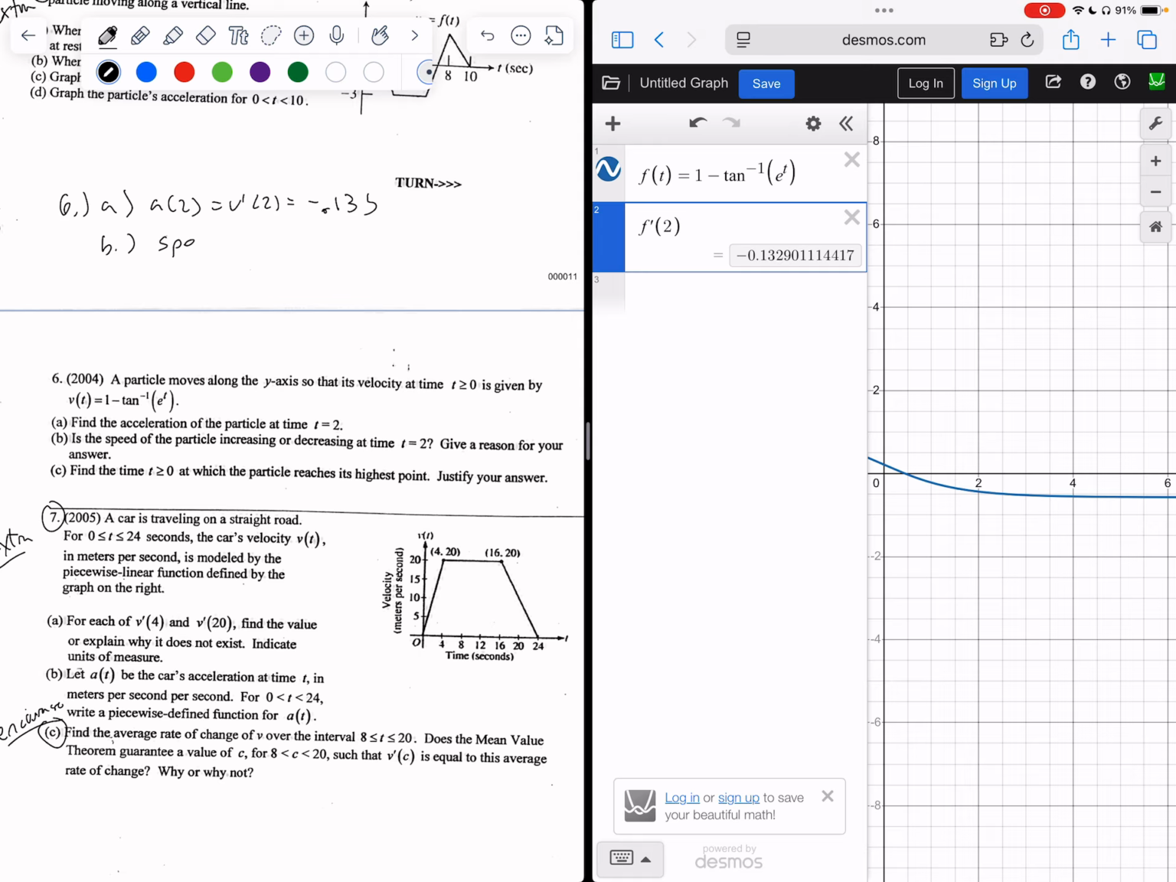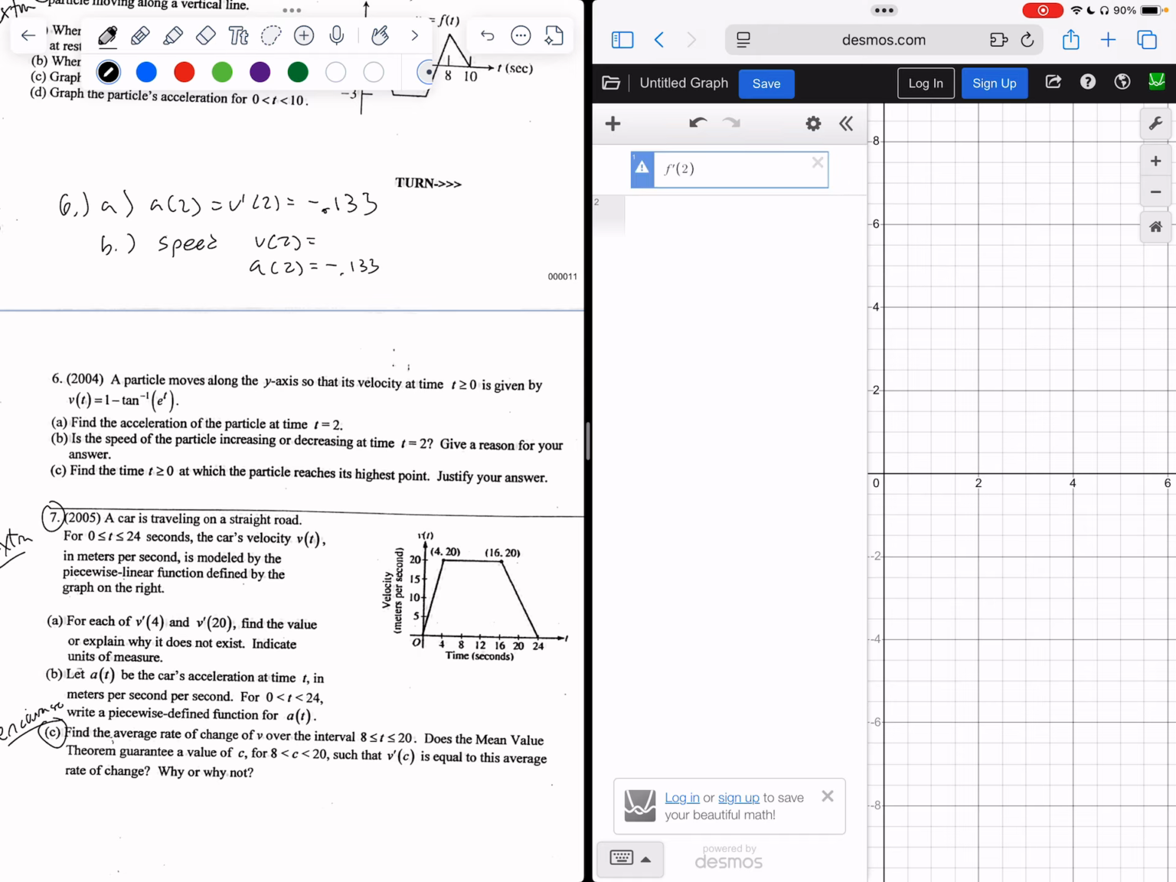For part B, it asks if the speed of the particle is increasing or decreasing. So remember, for speed, we need the velocity at 2 and we need the acceleration at 2. Well, we already have the acceleration. It's negative 0.133. To get the velocity at 2, I keep deleting it, so let me type it in again. F of t equals 1 minus inverse tangent, hopefully you will not have the same issues I am having, to the -1. I'm getting really good at typing this in. And there's my velocity graph.